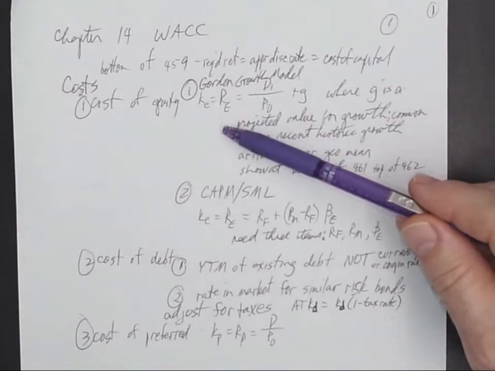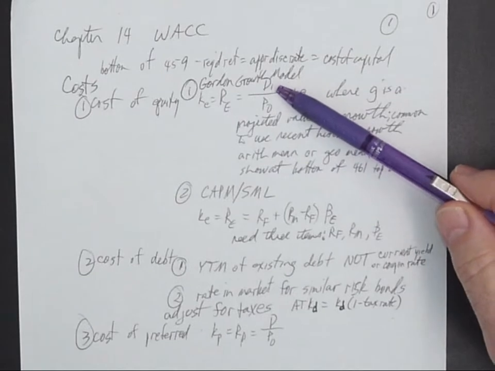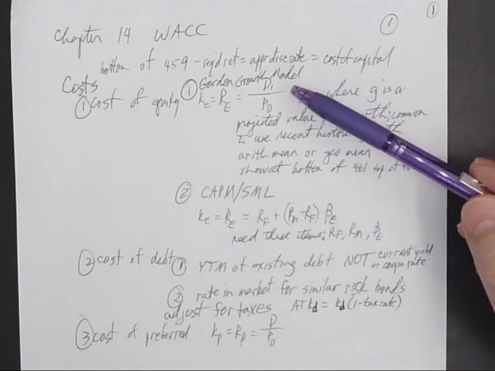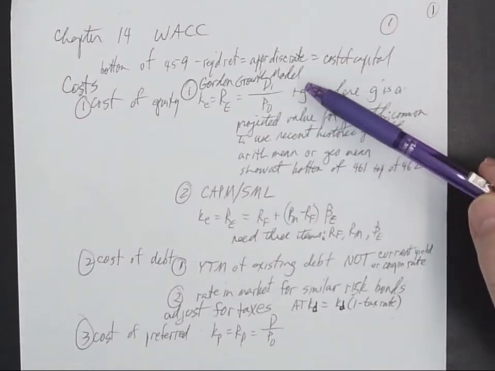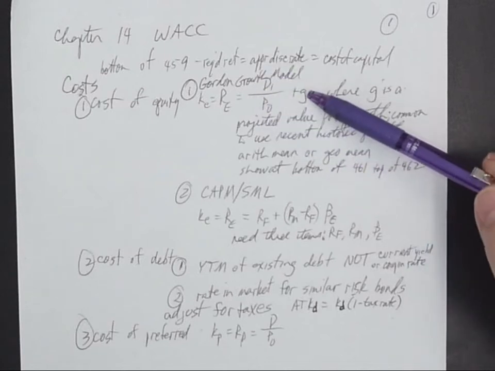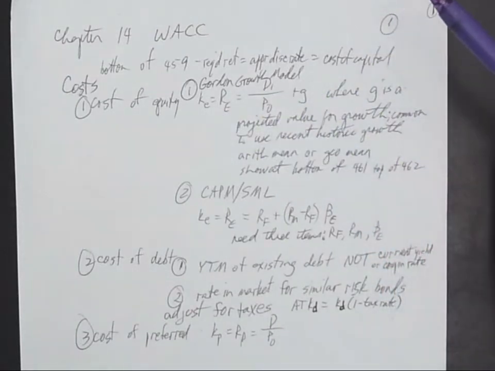And that just says that the cost of equity is equal to the next dividend, D1, and we typically do this on an annual basis, D1 divided by the current price, and this would amount to a dividend yield, plus G, and G is growth in earnings, growth in dividends, and ultimately growth in price. So that's the Gordon growth model version.